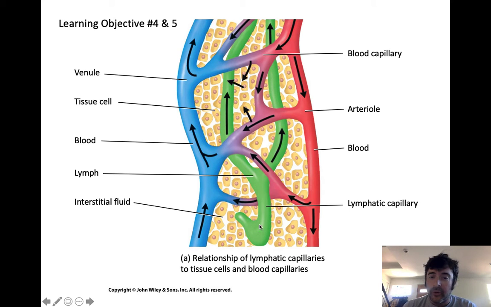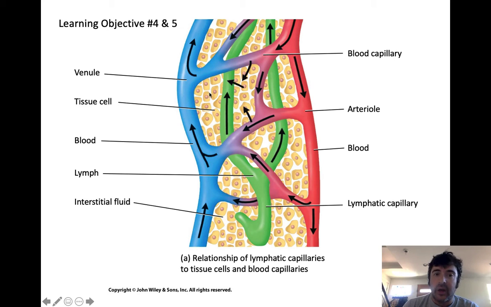That lymph goes from lymphatic capillaries to lymphatic vessels, and lymph and venous return of blood to the heart will always be going in the same direction. So if you look at a diagram that depicts lymph going in a different direction than venous return of blood to the heart, that's problematic. In other words, lymph is always moving back toward your heart.